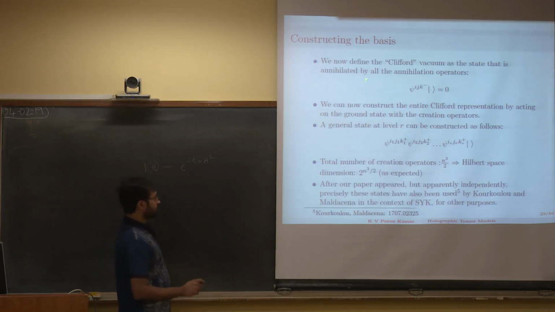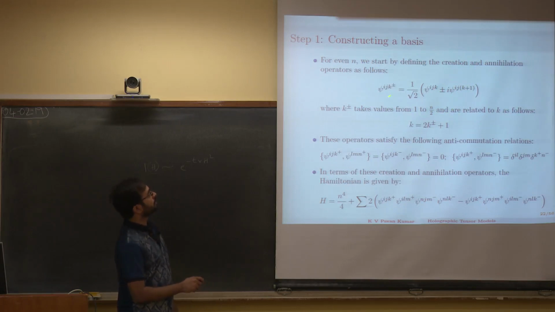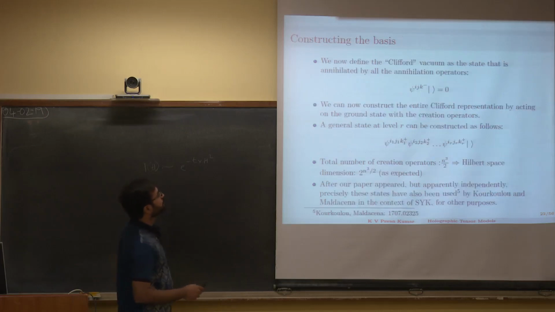And now we define something called Clifford vacuum. Sorry, if you could just show me your k and k plus 1. Thank you. Okay. Yeah, for odd integers, if n is odd, this will be slightly modified. Now we define the Clifford vacuum, which is a state that is annihilated by all the annihilation operators.